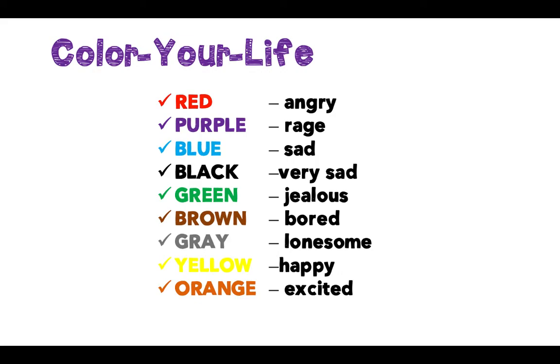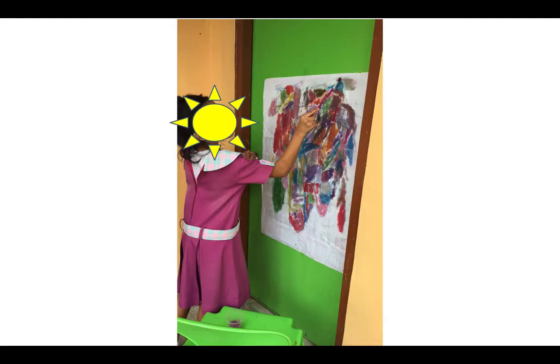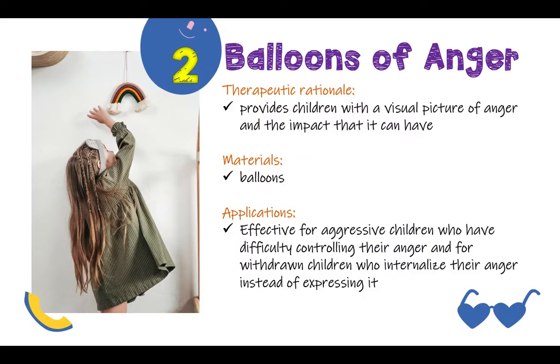Sometimes children just don't know how to express their thoughts, so one way of helping them is by using this Color Your Life technique. An example of this would be this one. This child has anxiety issues and anger management issues. And when asked how she feels, this is how she showed it through colors.